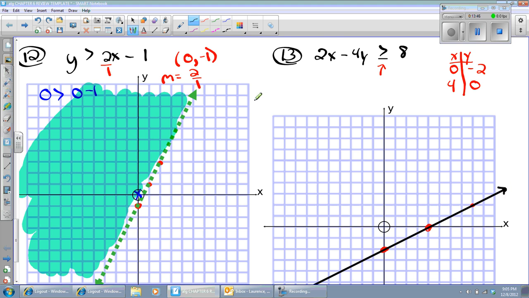Okay, so now there's still going to be shading, right? So I can use my test point of 0, 0. I like to use 0, 0. Only time I can't is when the line goes through 0, 0. 0 minus 0 greater than or equal to 8. Is 0 greater than 8? It is not. And so in this case, I will shade below the line. And there it is. That's all there is to it.